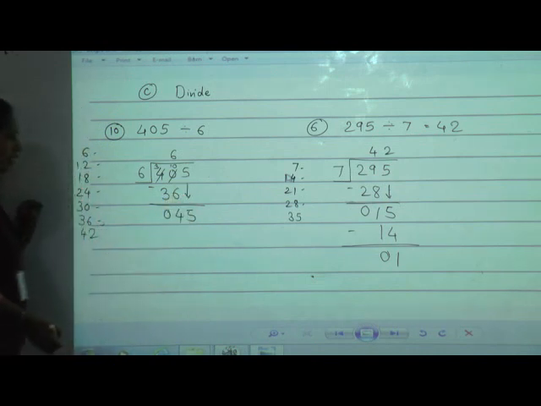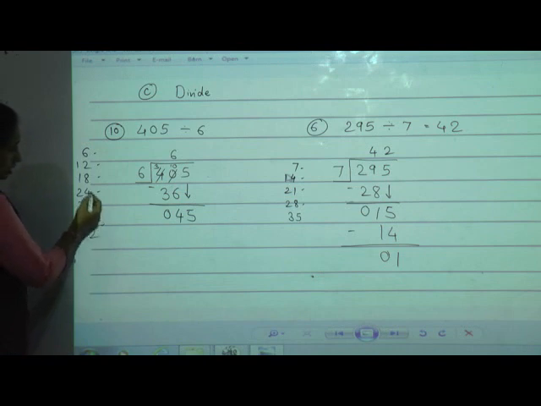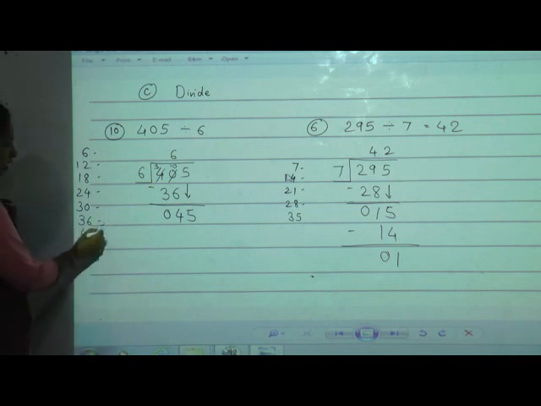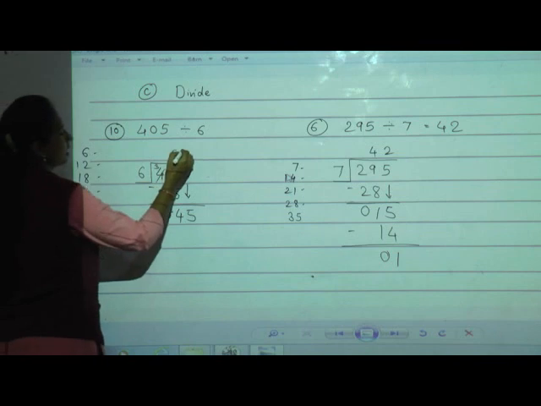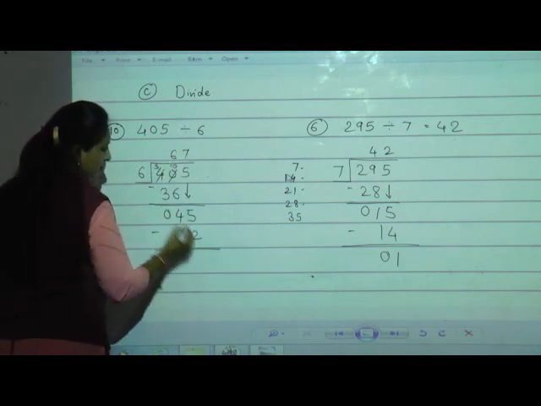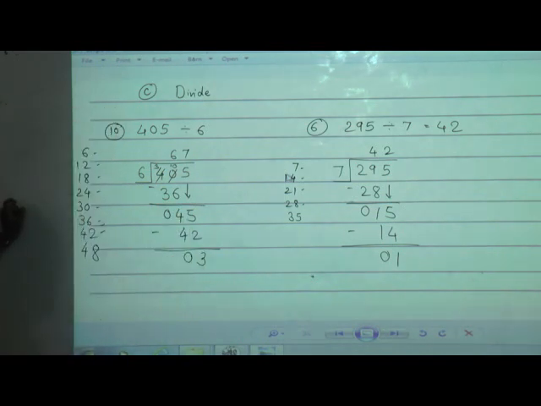Now search 45 in 6 table. Now I will write one more. Sorry, 6 6s are 36, 6 7s are 42, 6 8s are 48. See, 48 is greater than 45. We cannot take it. So what is less than 45? 42. And where does it come? At 7th place. 6 7s are 42. Now we will subtract. 5 minus 2 is 3. 4 minus 4 is 0. Clear? Now I will solve one more.